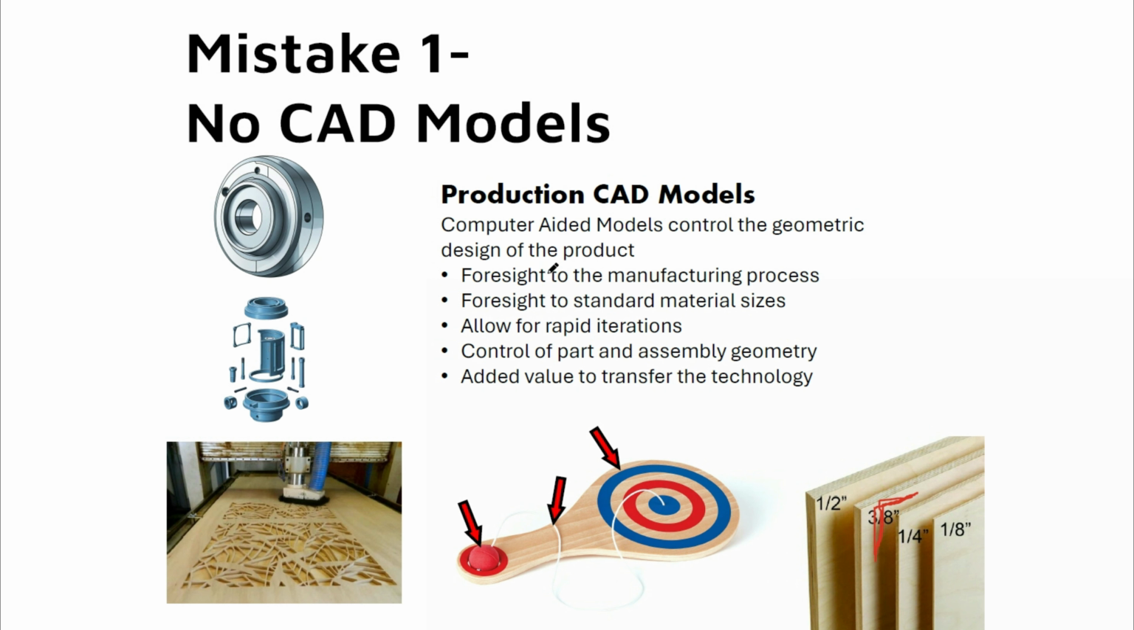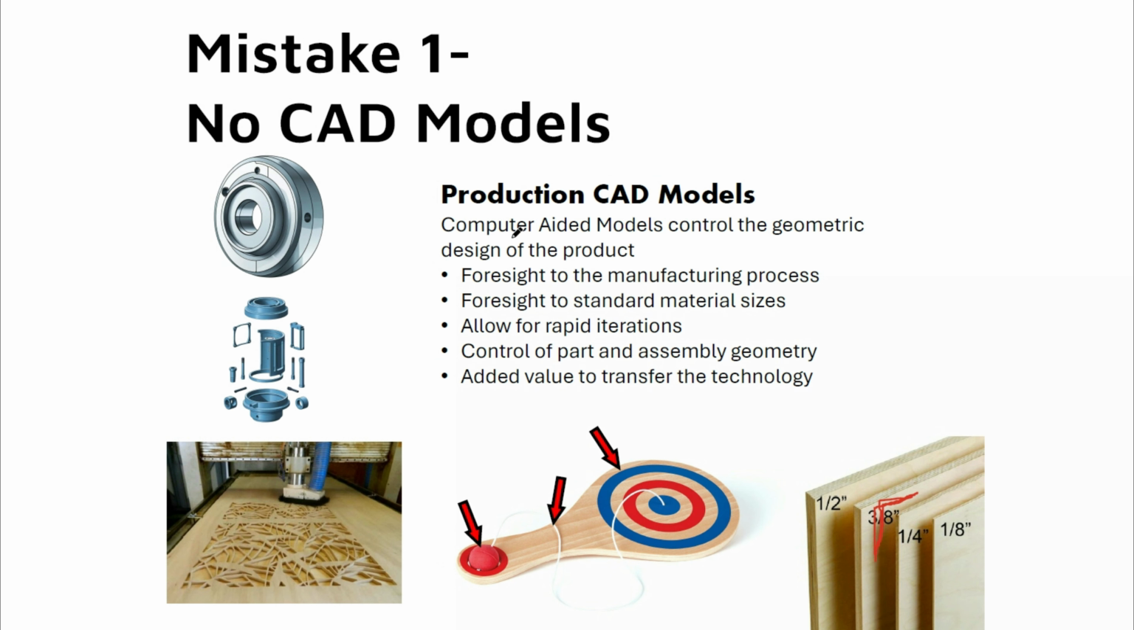So if you're using CAD, computer-aided design, to create your product, it allows you to have that foresight, because every dimension in a CAD model needs to be created by a person, and every time you create a dimension, you must think about it. So how thick do I want to make this paddle? And the answer comes from the production process and the raw materials that are available.